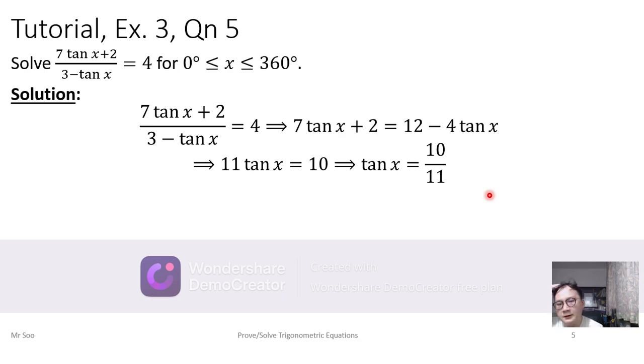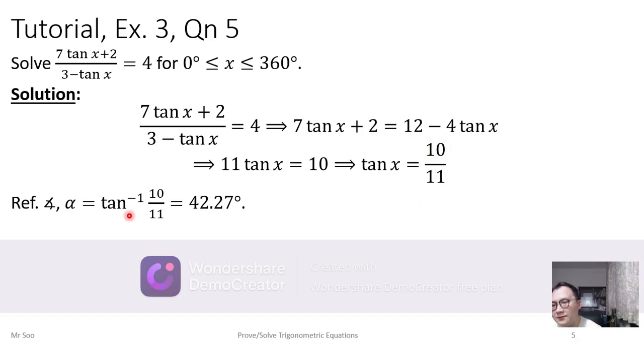Okay, but before you find that, we need to find our reference angle or basic angle, denoted by alpha. So you move tangent to the other side, which is equivalent to taking inverse tangent. And take note, in this case, 10 over 11 is positive. What happens if this is minus 10 over 11?